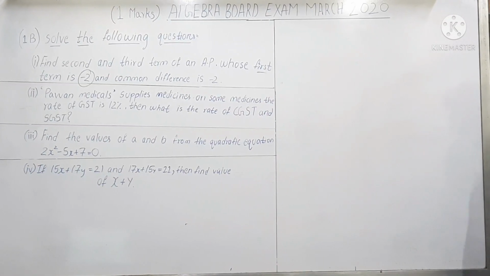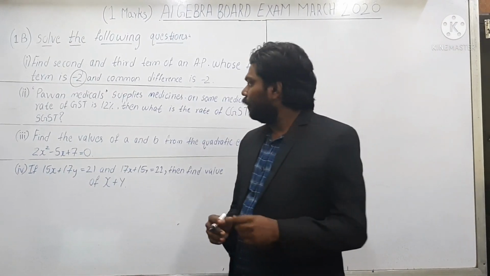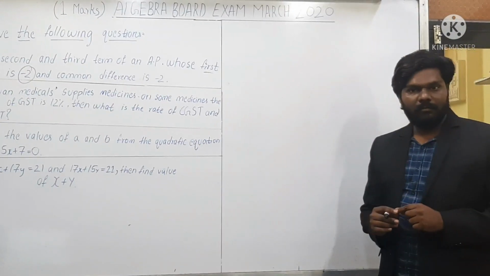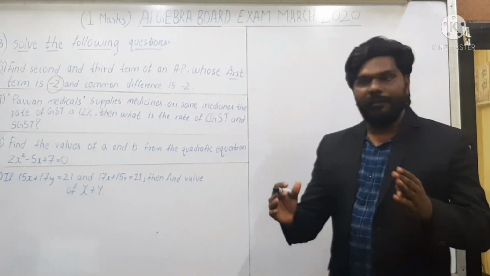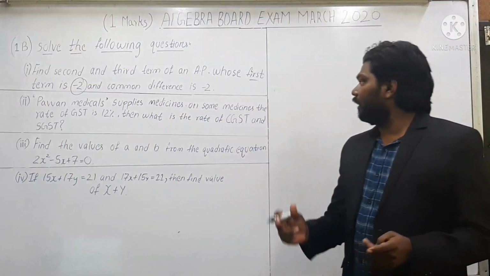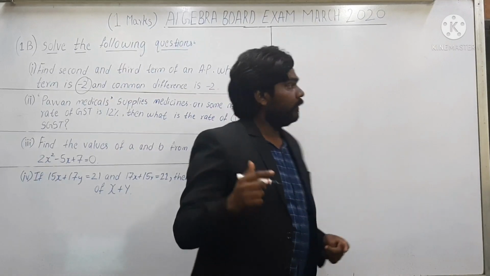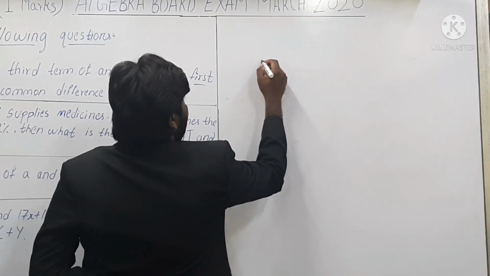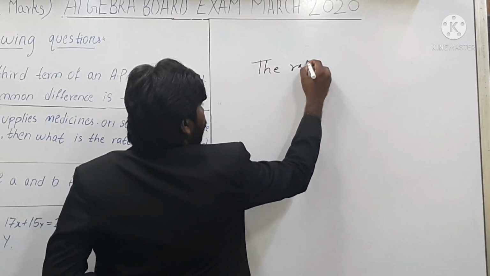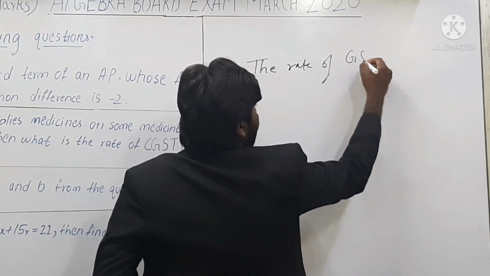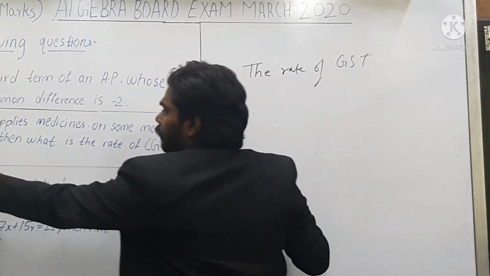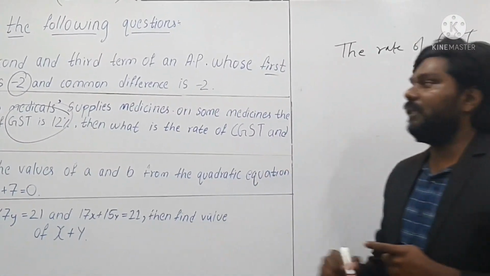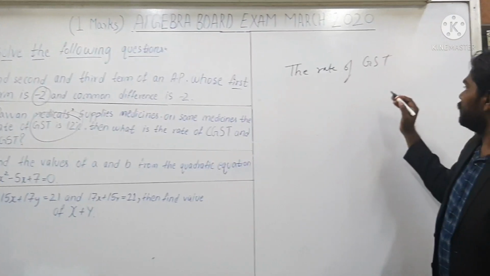Now this question is related to your GST chapter, goods and service tax. Pawan Medical supplies medicines. On some medicines, the rate of GST is 12%. And they have told us to find what is the rate of CGST and SGST. Now see what happens. See the working, see the solution. The rate of GST is given, that is 12%. I need to find CGST and SGST.